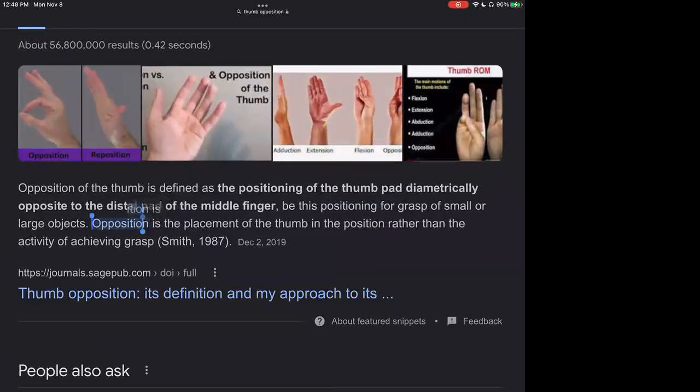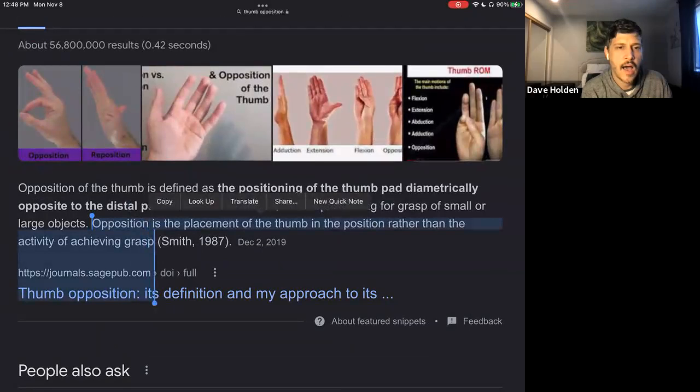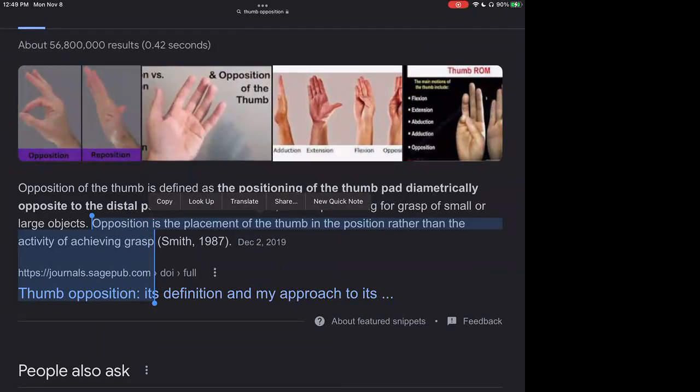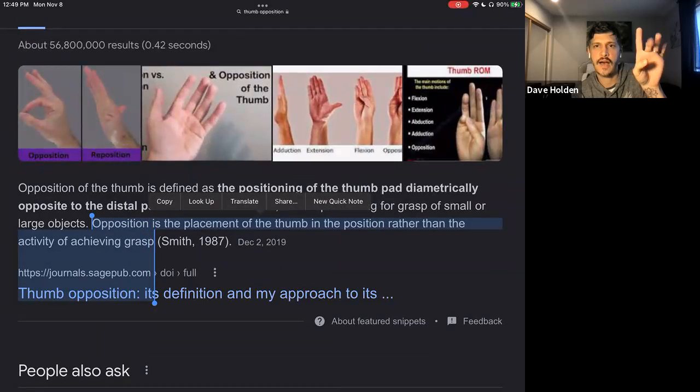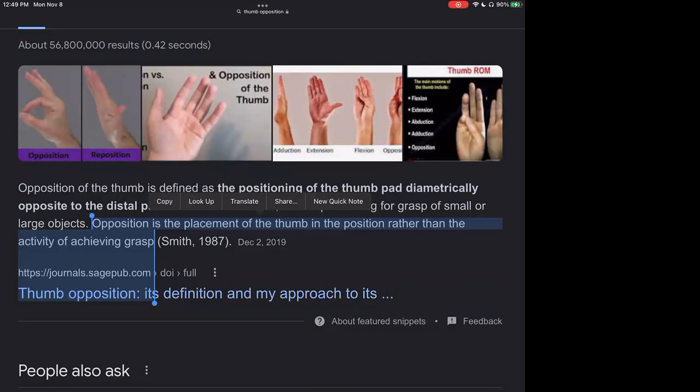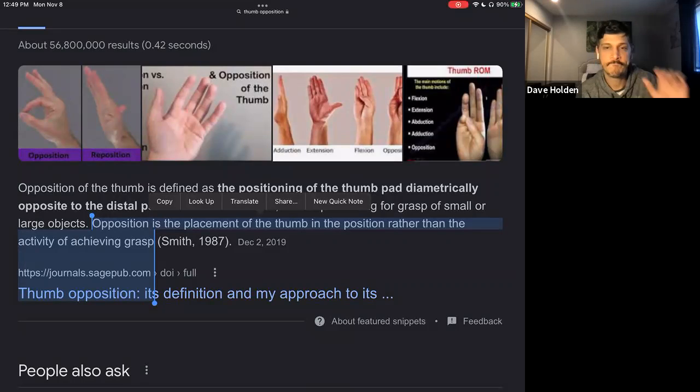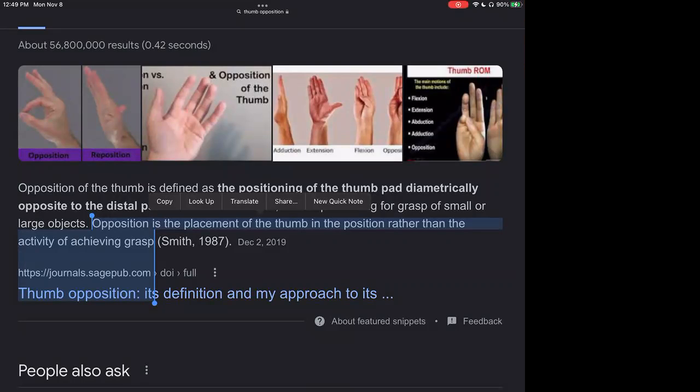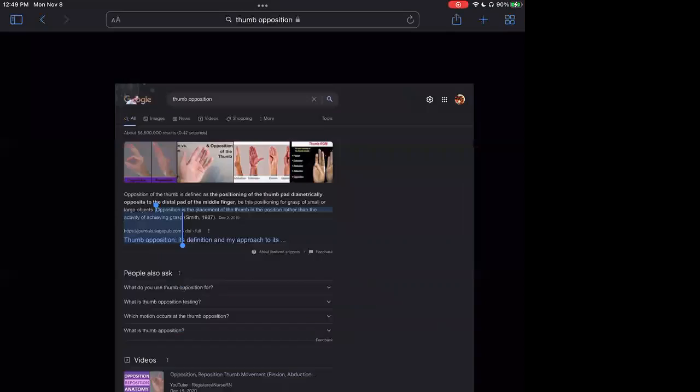Adduction? I would say opposition is the placement of the thumb in position rather than actually achieving the grasp. Okay. Right. So this is still opposition even though they don't make contact. That is opposition. Right there. Got it. So it is just that motion. Just that movement. Got it. Okay.